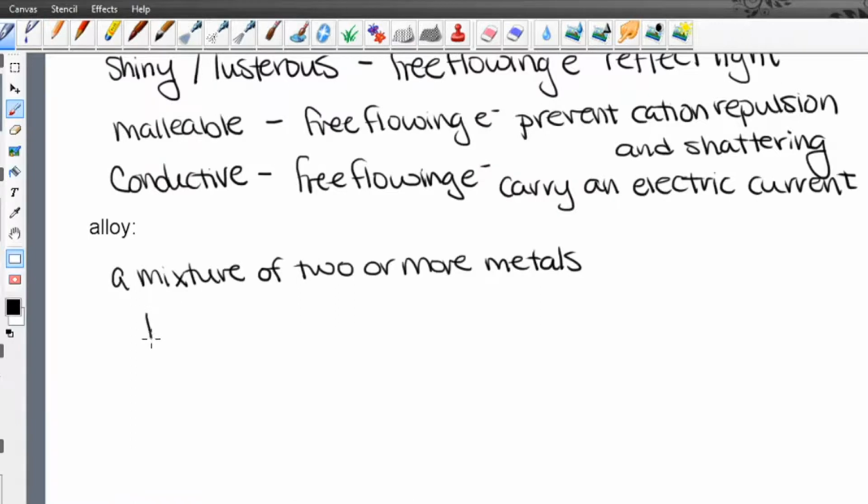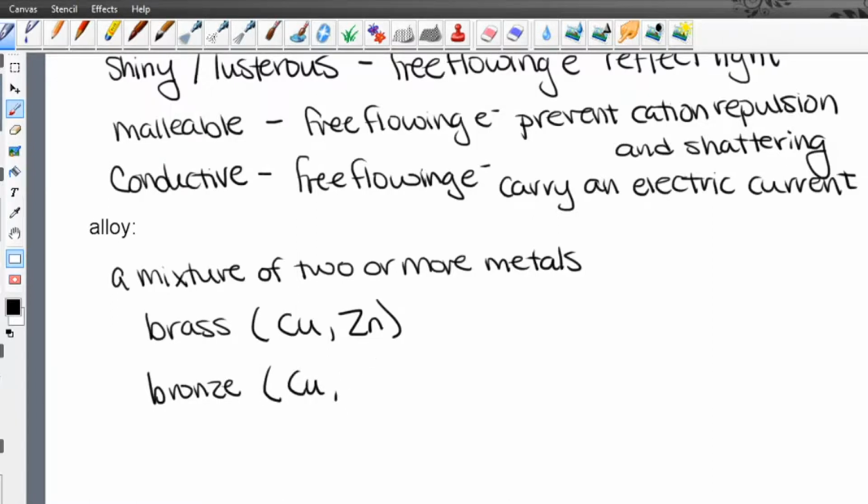For example, brass is a mixture of copper and zinc. I have to go back and look it up. Yeah, copper and zinc. And bronze is a different copper alloy. Bronze is a mixture of copper and tin, Sn. So these are two different alloys of copper.